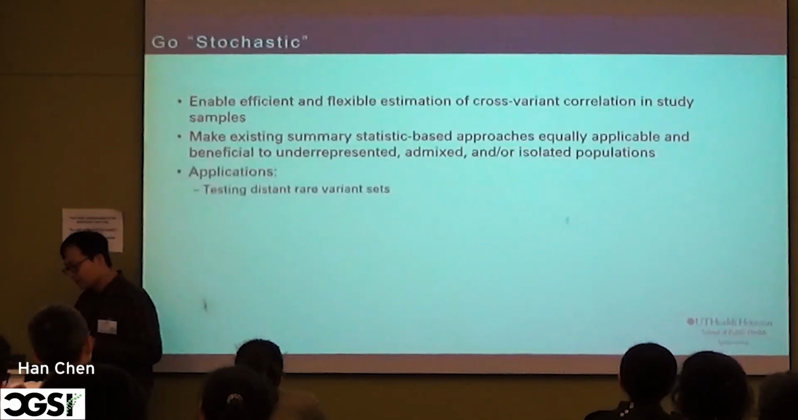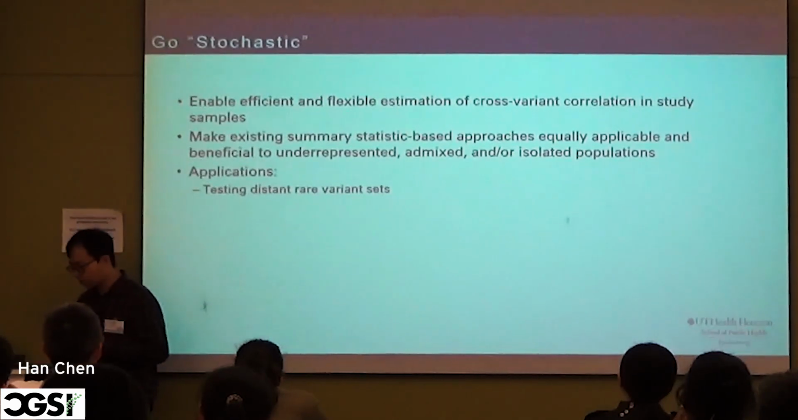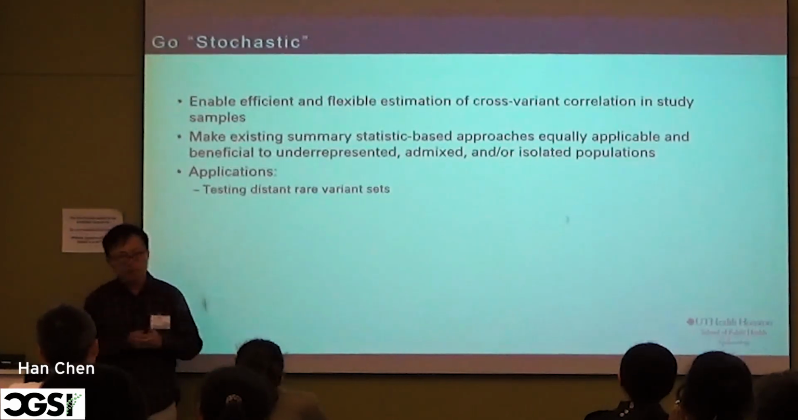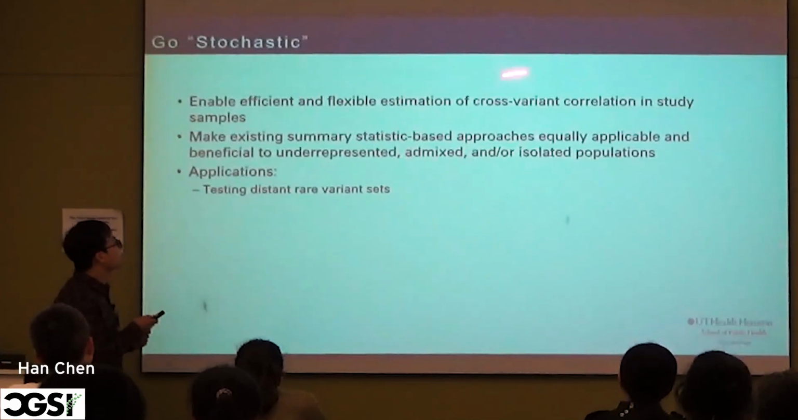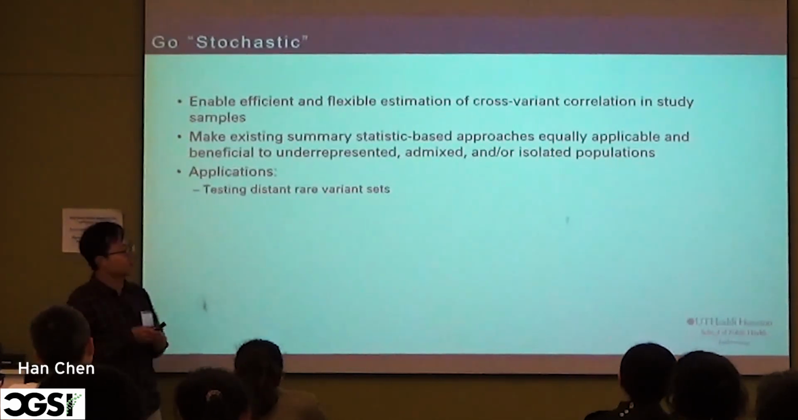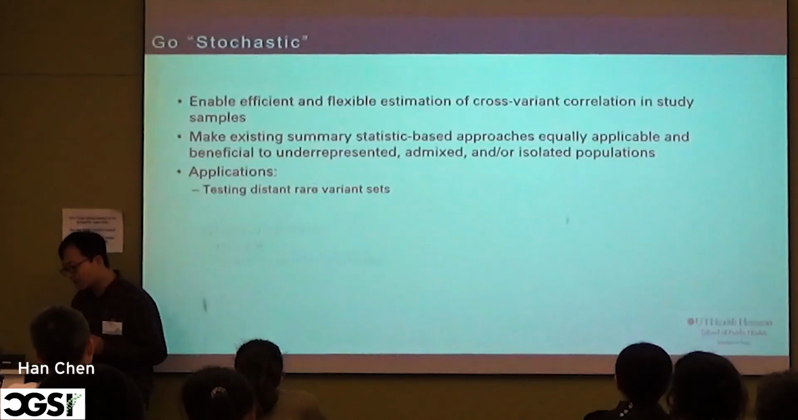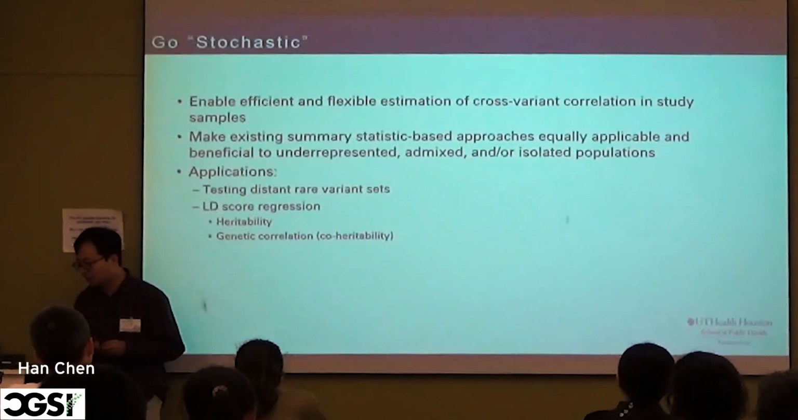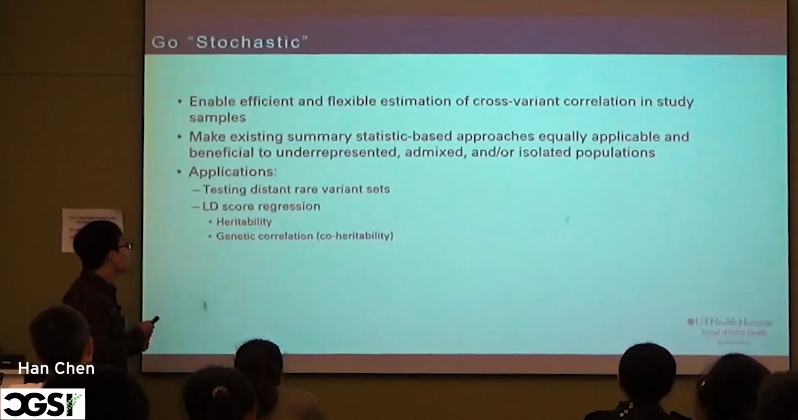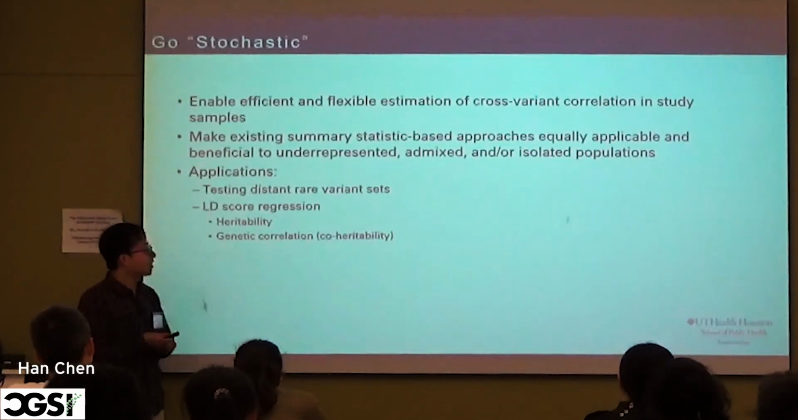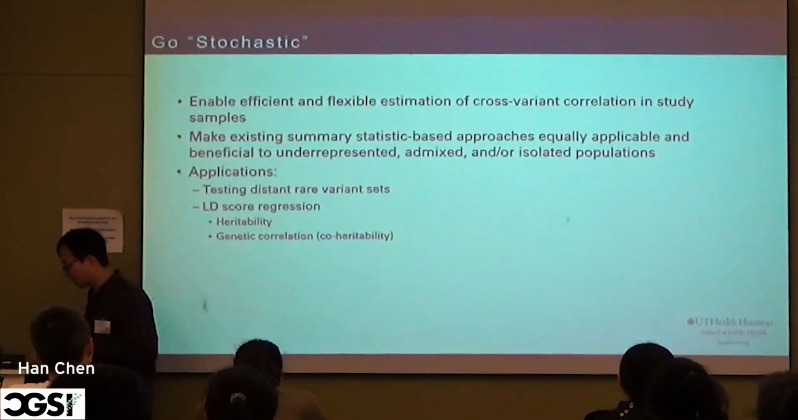Okay. So today I'm going to talk about two specific applications. Number one is that we can use this framework to test distant rare variant sets. I'm going to give one example, and I'm also going to talk about how to compute the LD scores, and then LD scores can be used in downstream analysis to estimate heritability and genetic correlation.